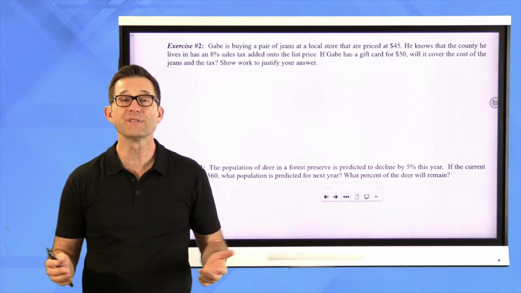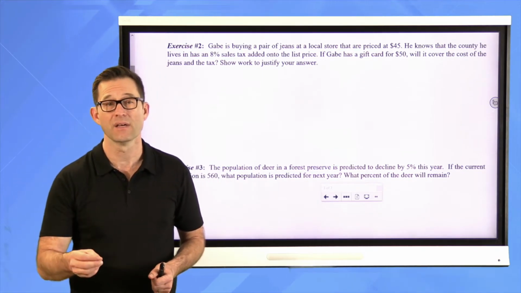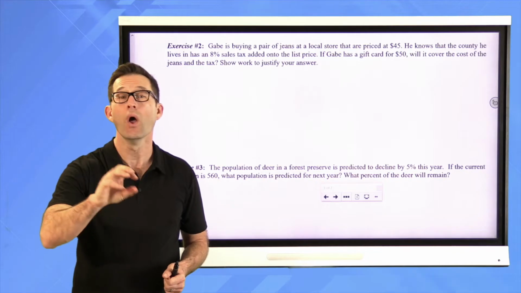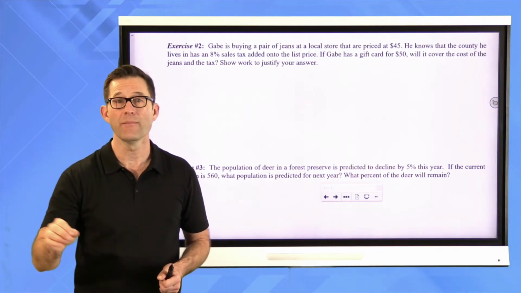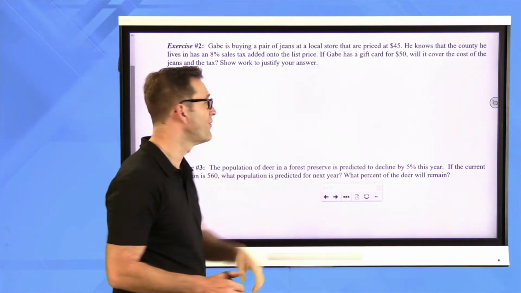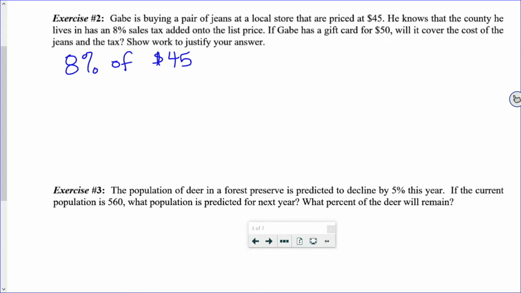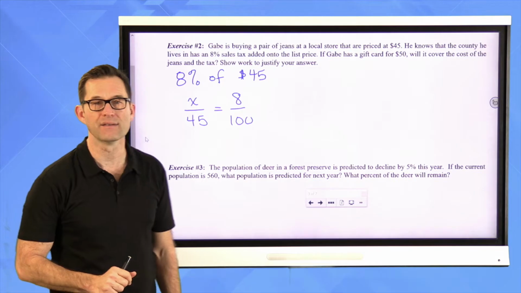All right, so this is classic, right? One of the places that we see percent all the time in the real world is taxes. Money that the government charges you when you buy something. Okay, now what we have to do is find out what 8% of 45 is, right? We need to find 8% of $45. And what that really means is we want to say, well, look, X is to 45 as 8 is to 100.